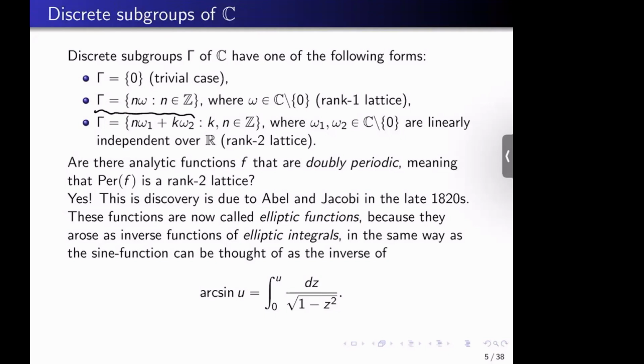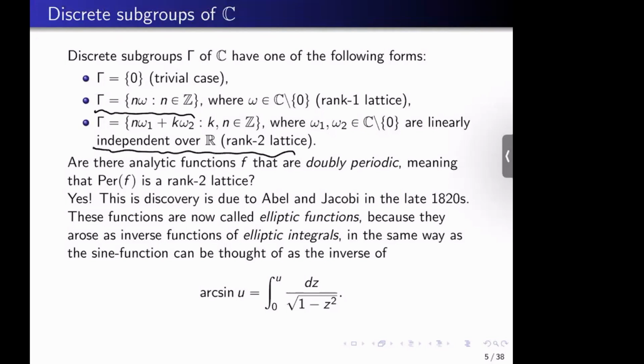And then there's the more interesting case, namely the rank 2 case, where you actually have two generators that are linearly independent over R, and these, what I call omega 1, omega 2, generate a rank 2 lattice. Given this classification, it's now a very natural question to ask whether there are actually functions that are doubly periodic in the sense that the period set consists of such a rank 2 lattice here.